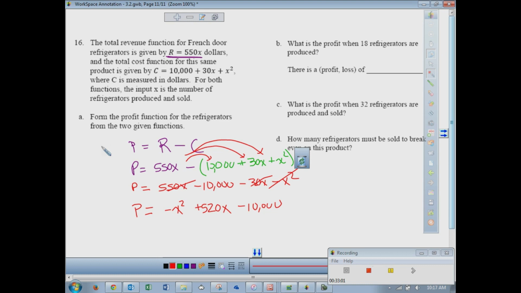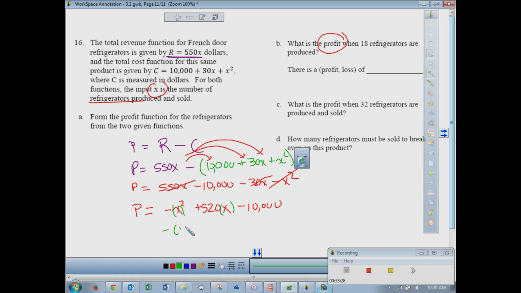Cool? Part B, what is the profit? Profit means please use your profit function. Isn't this our profit function? If 18 refrigerators are sold. 18 is refrigerators. Isn't that x? So please put 18 in for x in parentheses. All right, just put 18 in there.